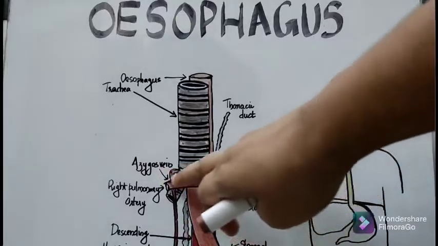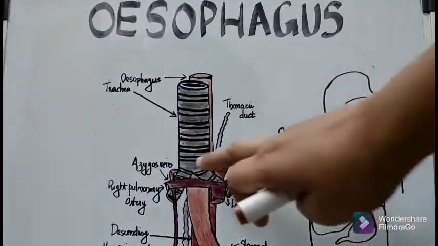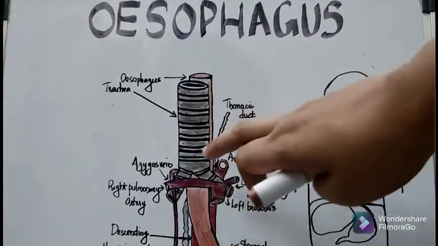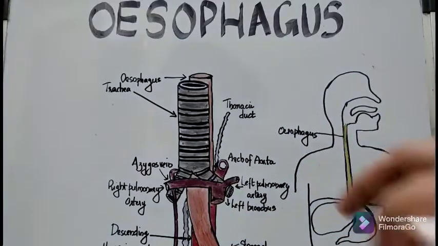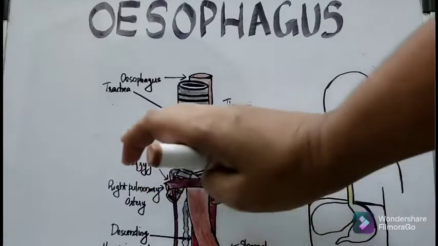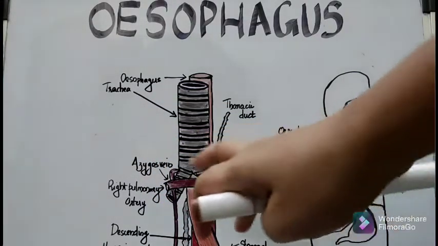This is the right pulmonary artery. It is also related to the right pulmonary artery, and the left bronchus. This is the left bronchus. Pericardium with left atrium. In this figure you cannot see that. It is also anteriorly related to the pericardium, the left atrium, and also the diaphragm.